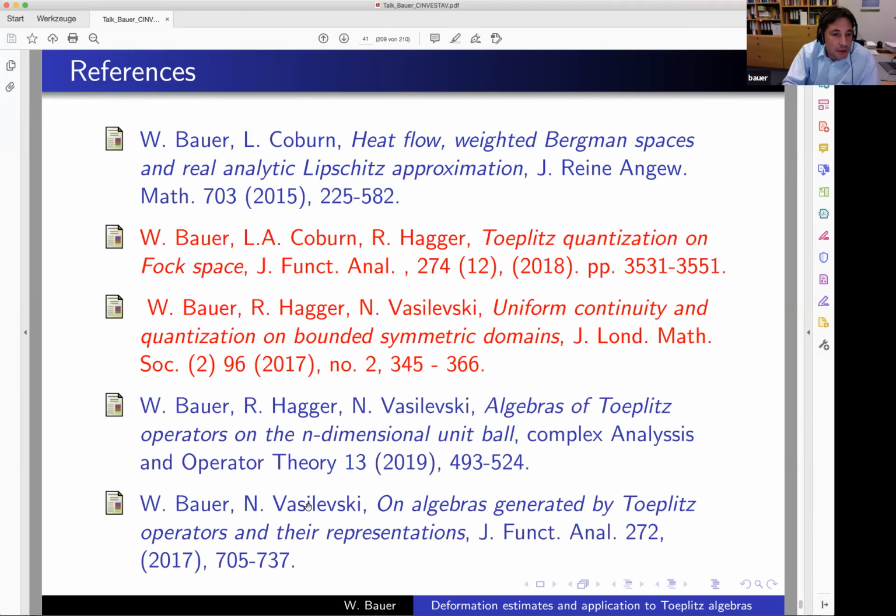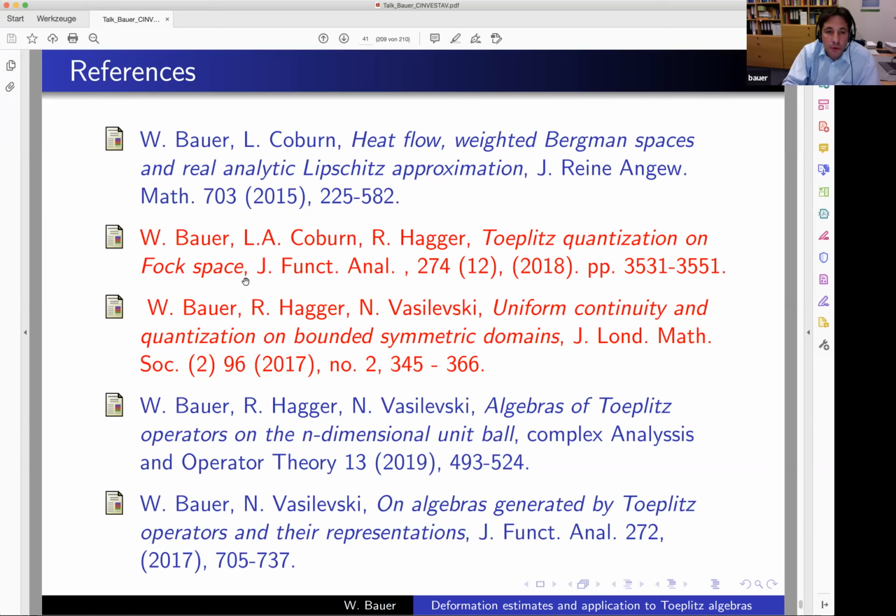So there are 5 references. The first one with Lou is on these approximation results, in the easiest case for the Fock space, but then we did it also for the bounded symmetric domains. The red ones are on quantization. The first one is in case of the Fock space, where we get a bit stronger result.